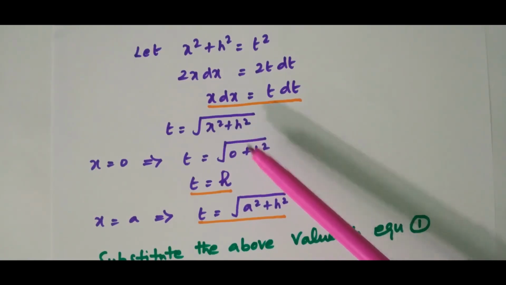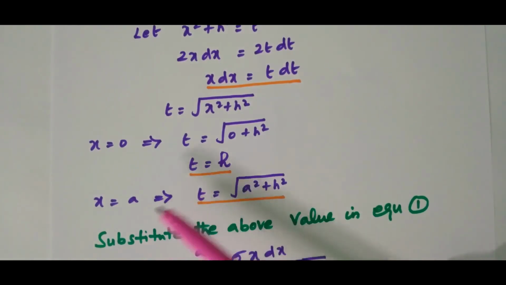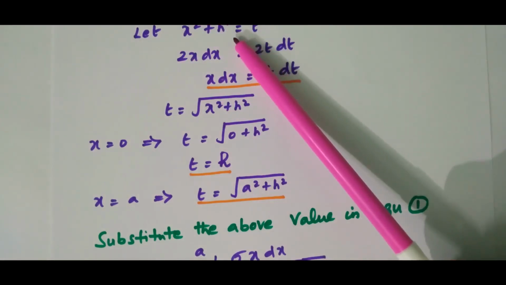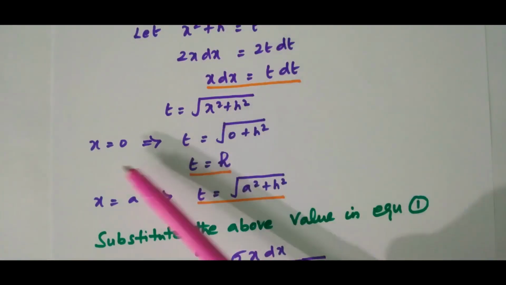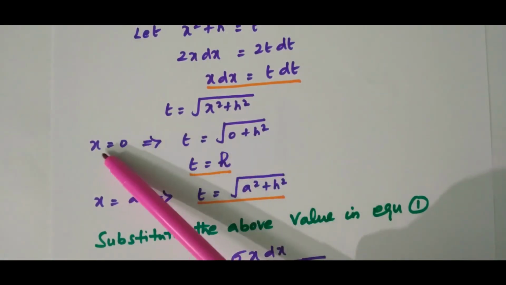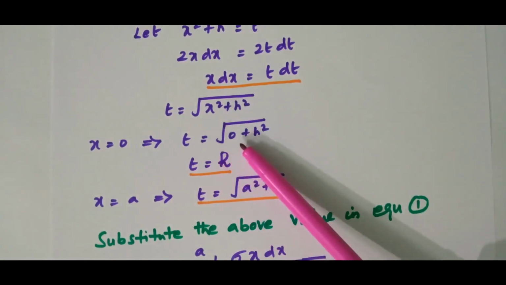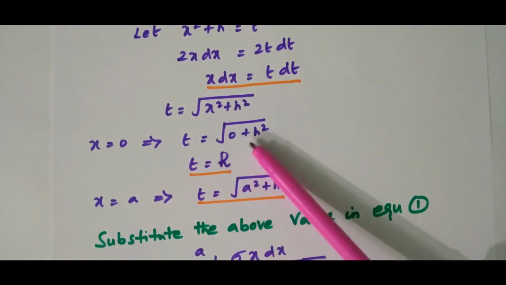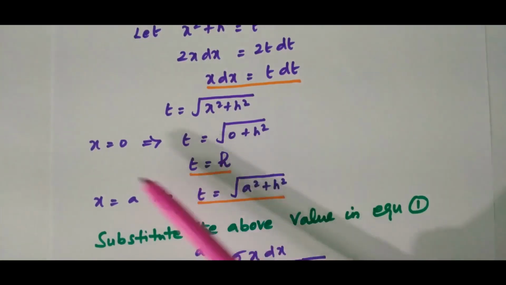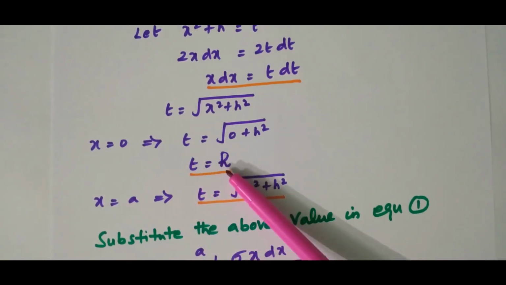Now we have two limits available, x equal to 0 and x equal to a. Since we transferred x into t, these limits should also be changed into t terms. Substitute x equal to 0 in this expression. So t equal to square root of 0 plus h square, which is nothing but square root of h square, that is h. So t equal to h. For x equal to 0, the corresponding lower limit is t equal to h.